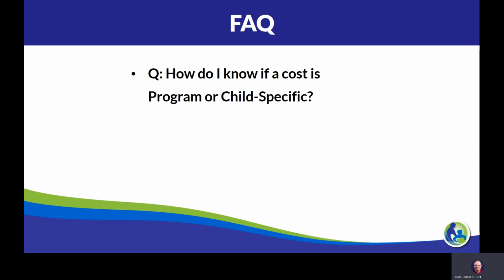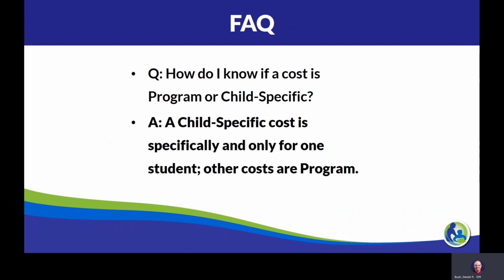How do I know if a cost is a program cost or a child-specific cost? Well, the answer seems a little simplistic, but in order for something to be a child-specific cost, it has to specifically and only be for that one student with disabilities. So if you have a cost that is shared by more than one student, whether it's 2, 20, or 200, those shared program costs go at the program level. They do not go at the child-specific level.